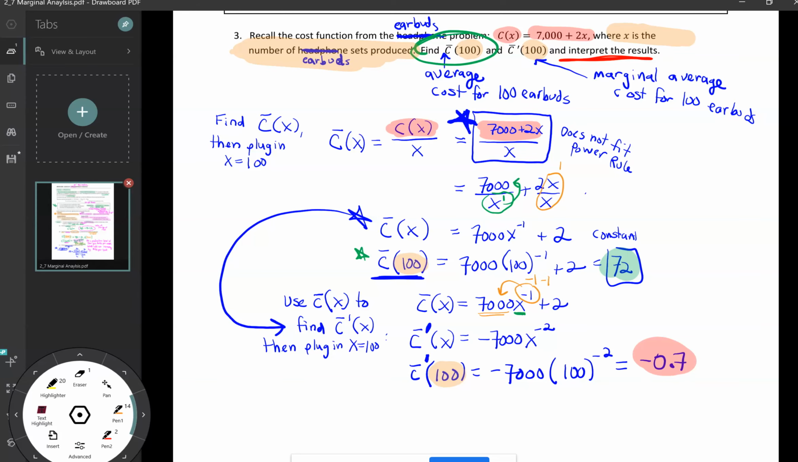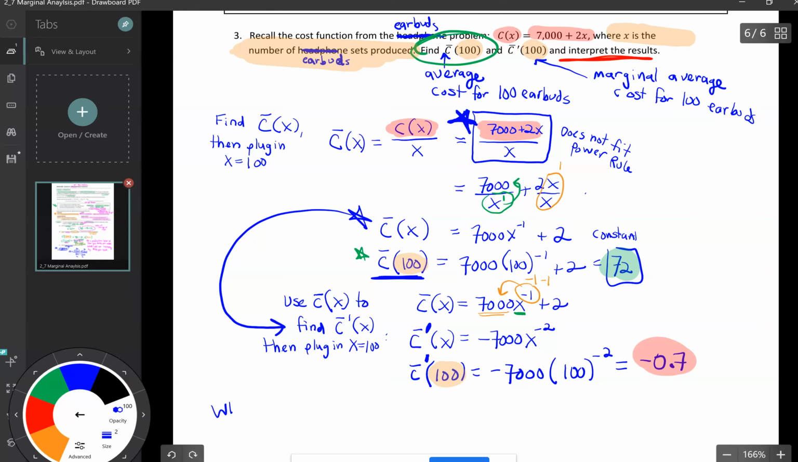Hold on real quick. My app is stuck. There it goes. Okay. So when 100 earbuds are produced, or you could say at a production level of 100 earbuds, that's how MyMathLab worded it. But the important things I need to see are the units there. So the units for the inputs are earbuds. Okay, what's happening when 100 earbuds are produced?